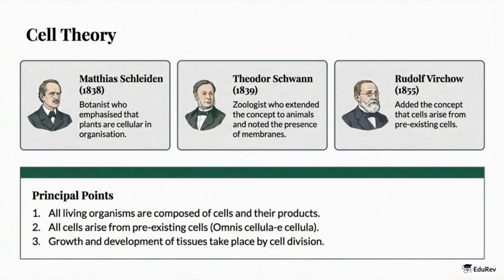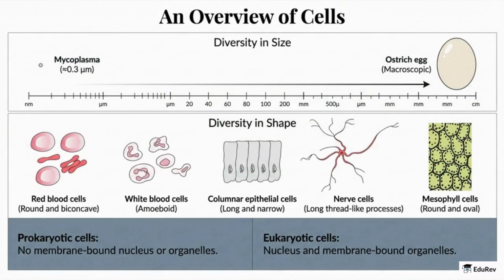From that, we derive three main principles. All living things are made of cells, cells come from other cells, and growth involves cell division. Cells vary enormously in size and shape. They can be tiny, like mycoplasma at a fraction of a micrometer, or macroscopic, like an ostrich egg.